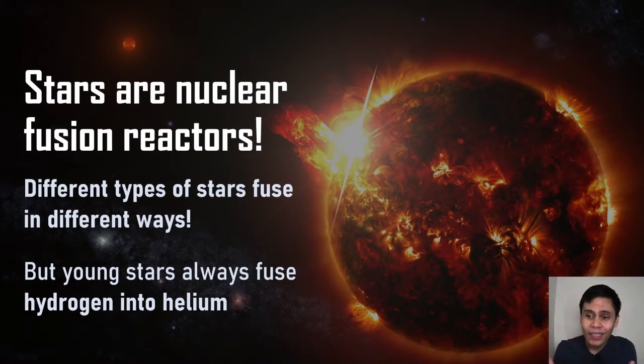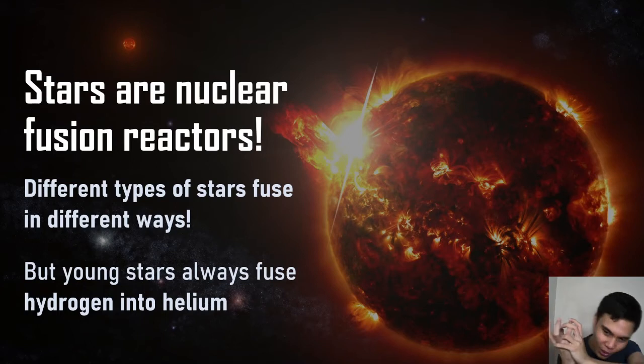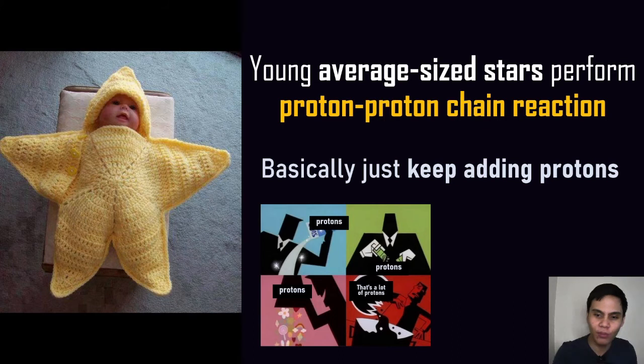So moving on, after the Big Bang, it didn't stop there. We need to see where the heavier elements came from, and these came from stars. Because stars are nuclear fusion reactors. They have so much mass and energy that at their core, they're also fusing nuclei. So different types of stars will fuse in different ways. Young stars in particular will fuse hydrogen into helium. Again, one of the most abundant elements in the universe will be fused into the second most abundant element in the universe. So let's look at the process for that.